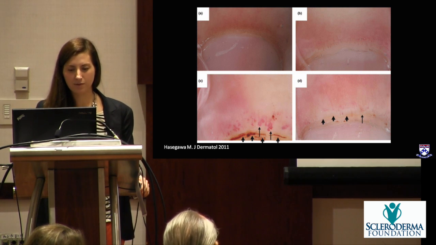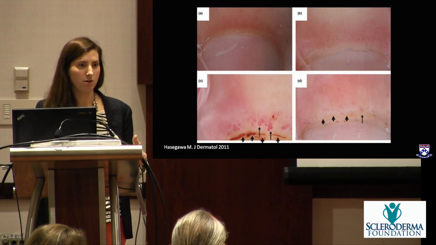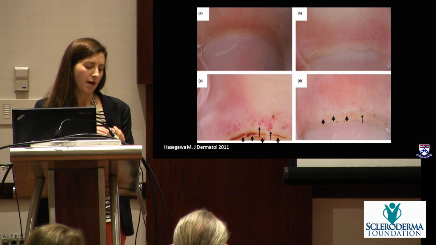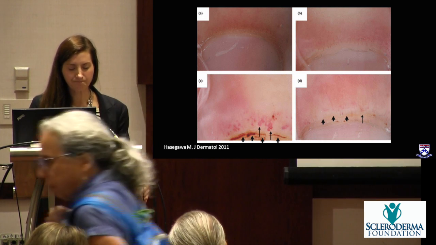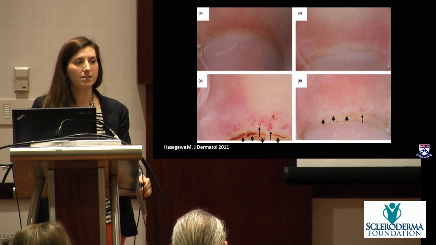And what happens over time, if you look to the right bottom, you're going to see dropout. And when I see this, it often will correlate with ulcerations of the fingers and further morbidity or problems with the fingers. Am I going to see this in Morphea?